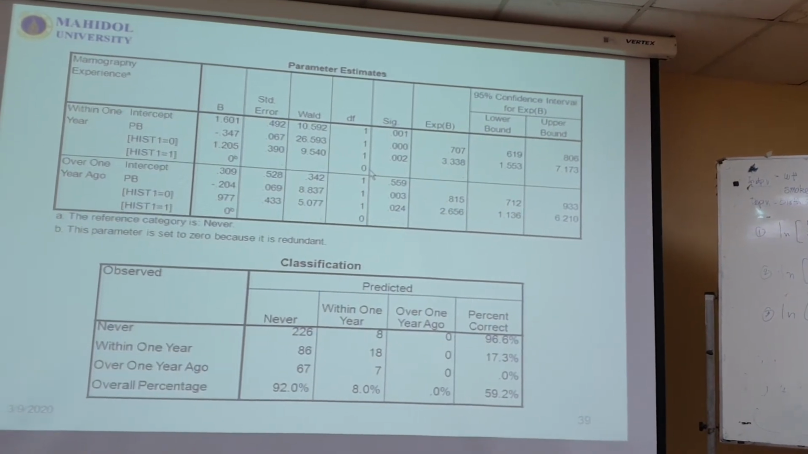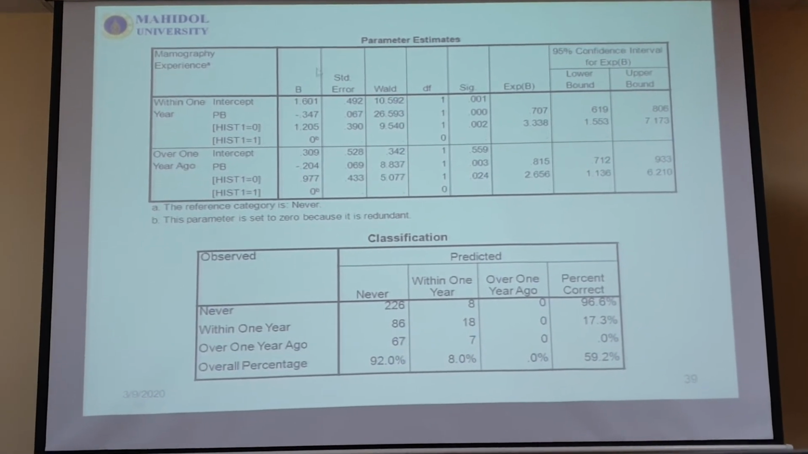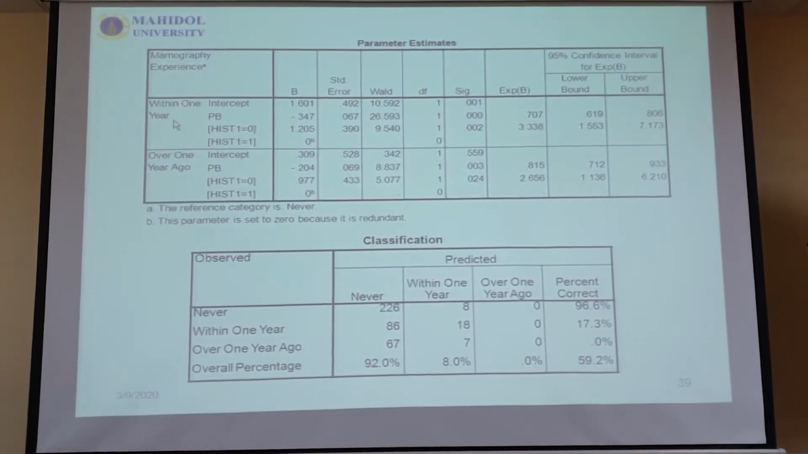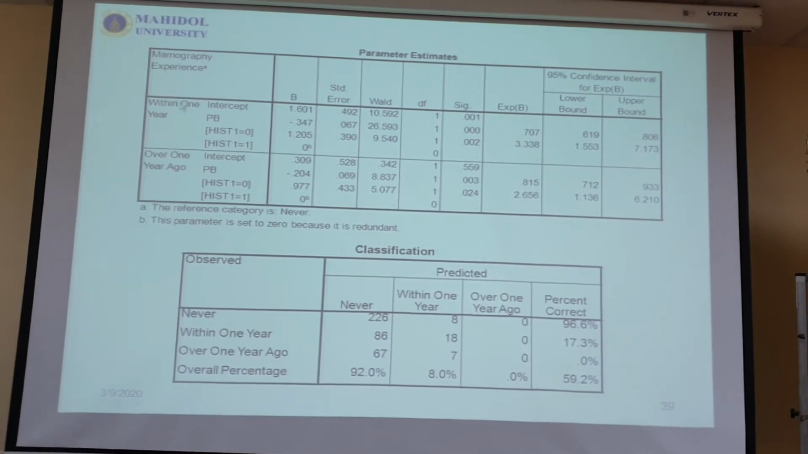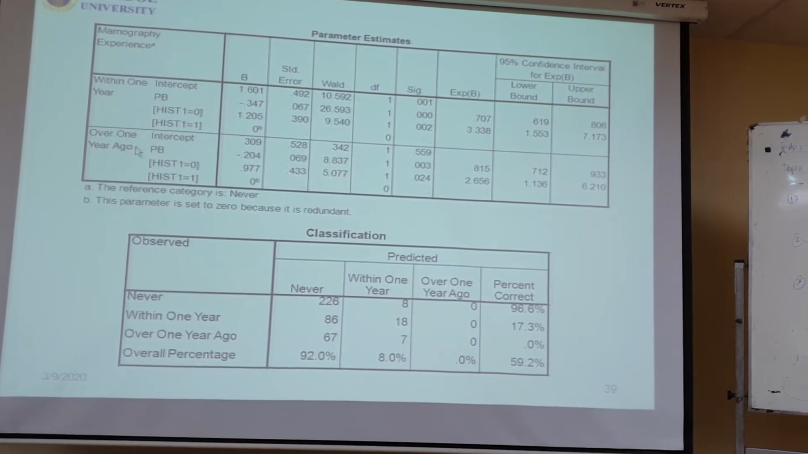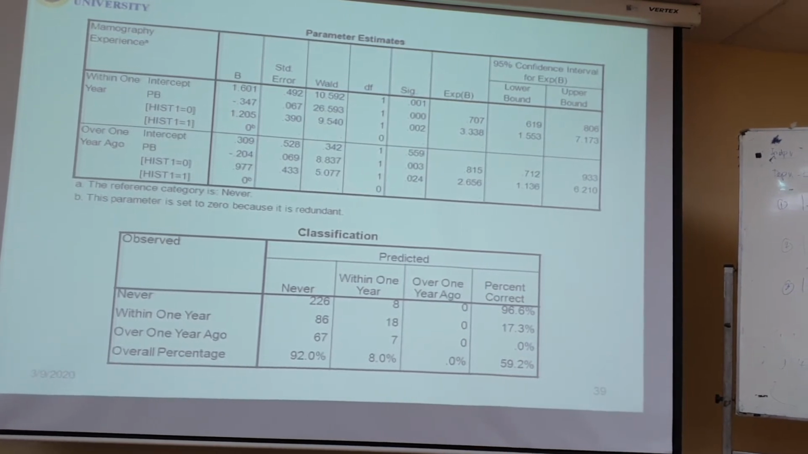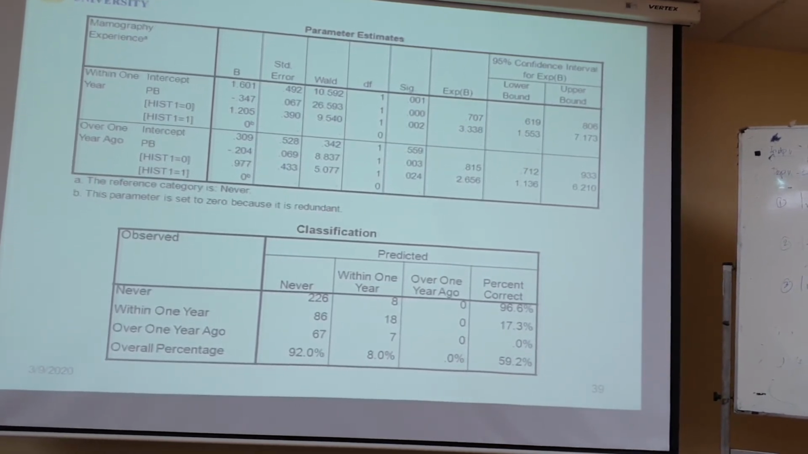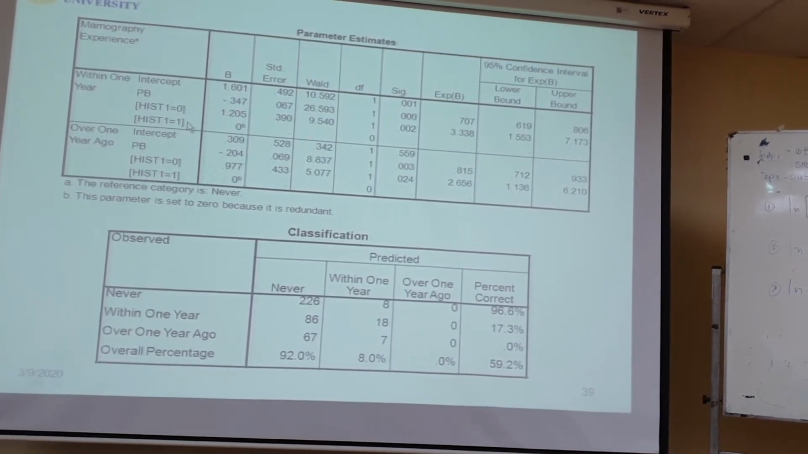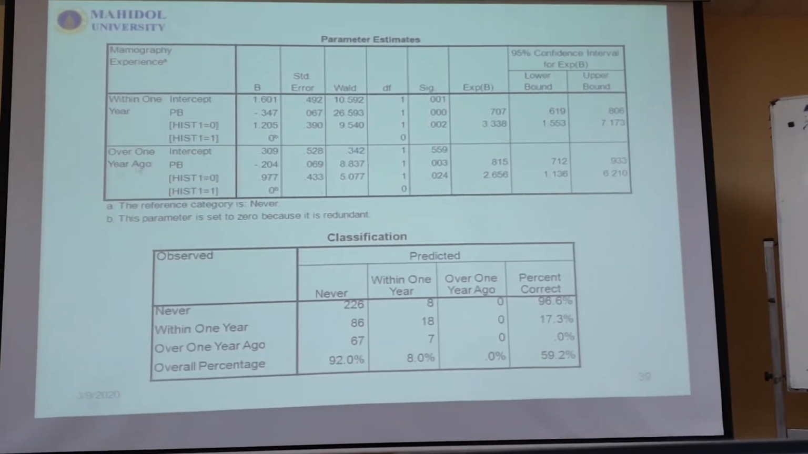Now you can see two blocks, right, in the table of the parameter estimates. This is within 1 year. This is over 1 year ago. So what does this mean? This means the logit model for within 1 year and never. The second part is over 1 year ago compared to never, because our reference group is never, right? So now we have two logit models. When we write a model, we just write a model separately for each part. So the first logit model is this first part. This is the second part.